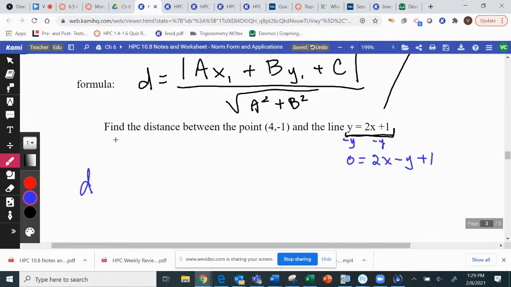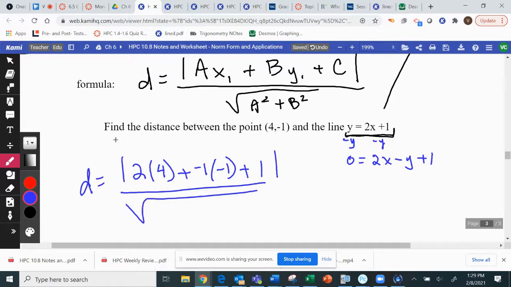So I'm going to do the distance equals the absolute value. Now we're going to do our A value, which is 2, times our x value, which is 4, plus our B value, which is -1, times our y value, which is -1, plus our C value, which is 1, over the square root of A squared plus B squared. So A is 2 and B is -1.